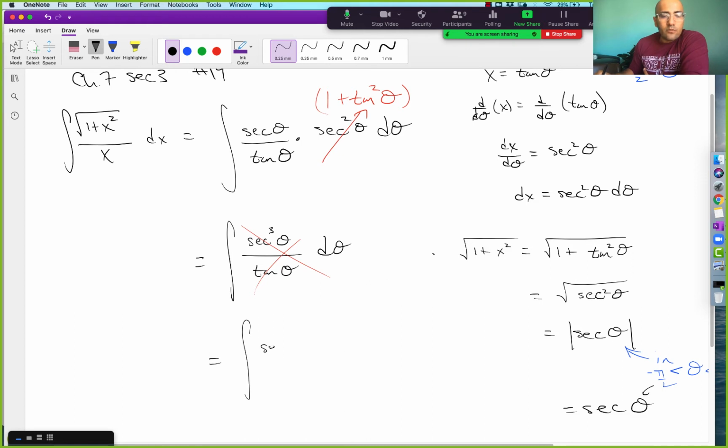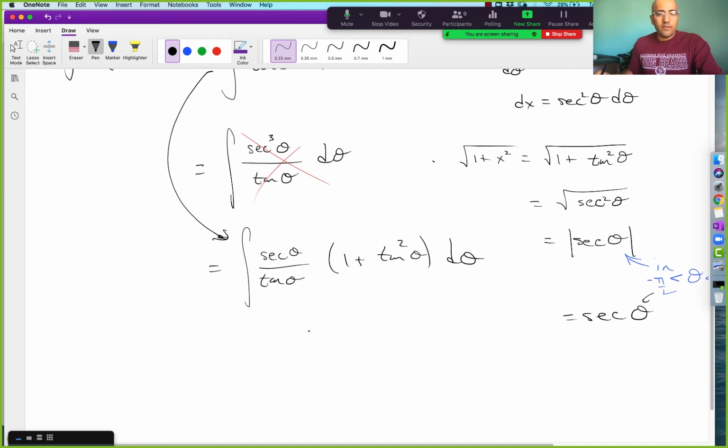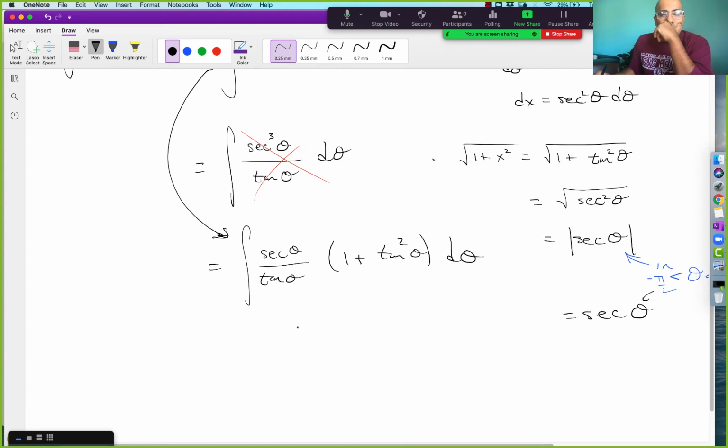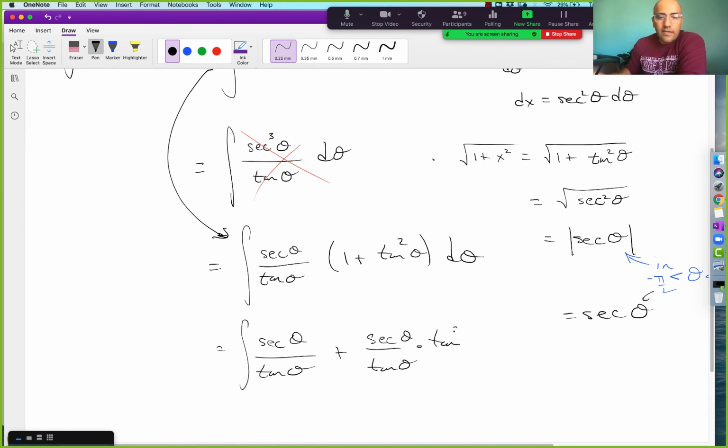I'll end up with the integral of secant theta tangent theta times 1 plus tangent squared theta d theta. I'm just skipping over my initial trial. Okay, so now this gets distributed, and I'll end up with the integral of secant theta over tangent theta, plus secant theta over tangent theta times tangent squared theta, and then the whole thing is d theta.